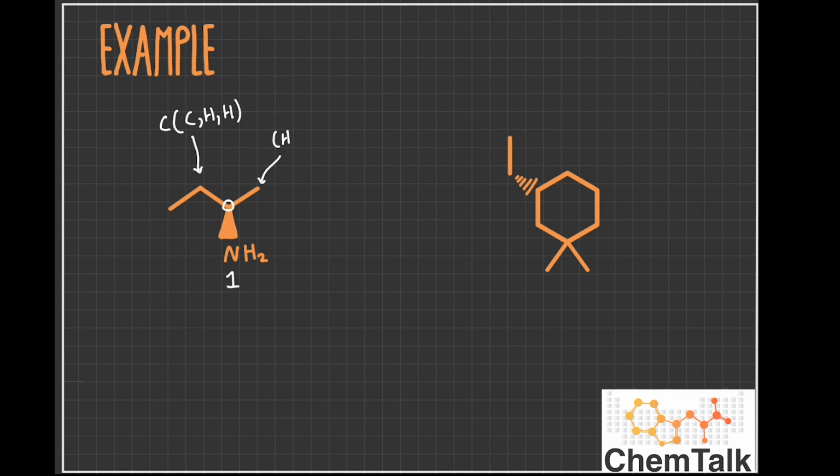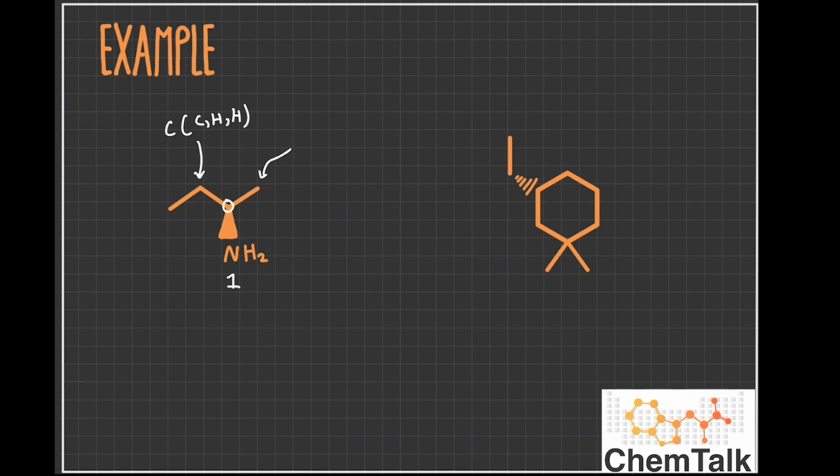Next, we have two carbon groups. The leftmost carbon is attached to a carbon, a hydrogen, and a hydrogen, whereas the rightmost carbon is attached to 3 hydrogens. So our leftmost carbon will be given a priority of 2, and the right carbon will be given a priority of 3.